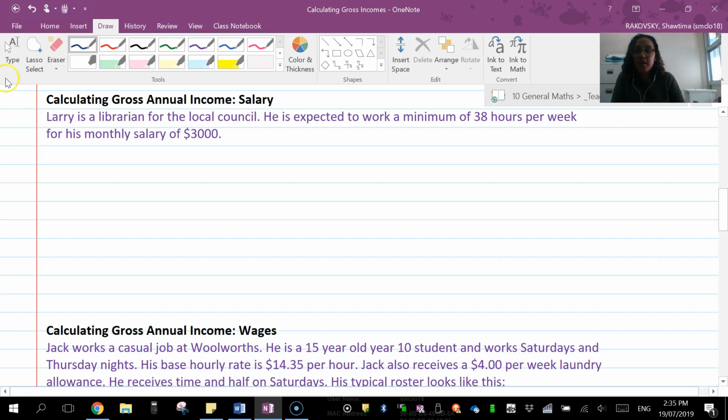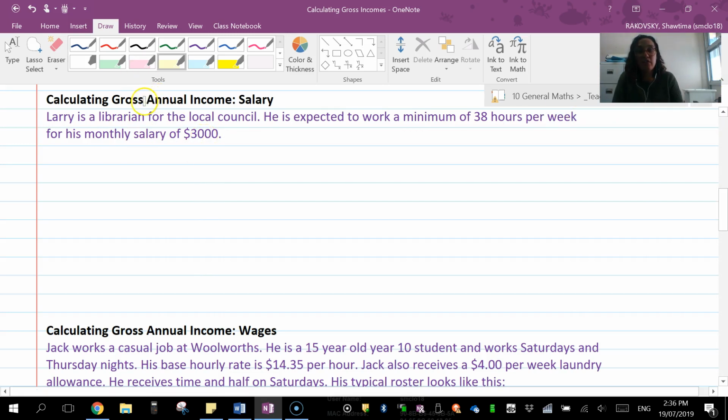Okay, so Larry is a librarian, monthly salary here. So identifying some key information for us, even though this is a number, not necessarily useful for us. This is saying calculating annual gross income. If the question was, how much would Larry's hourly rate be, you would take this number and manipulate that so that you could get an hourly rate.